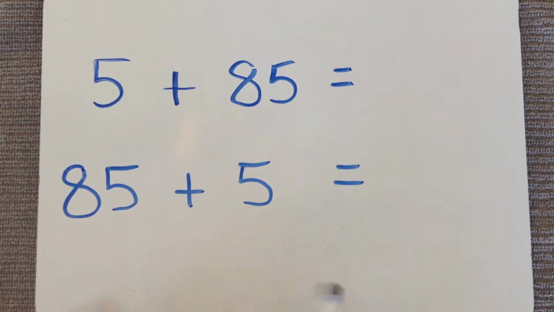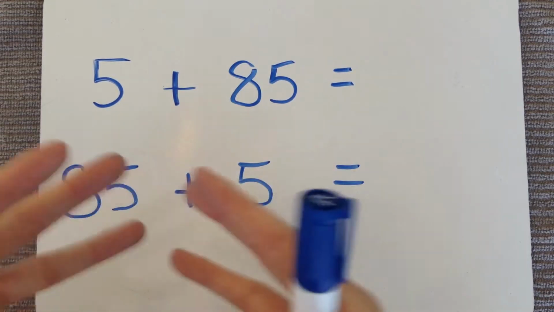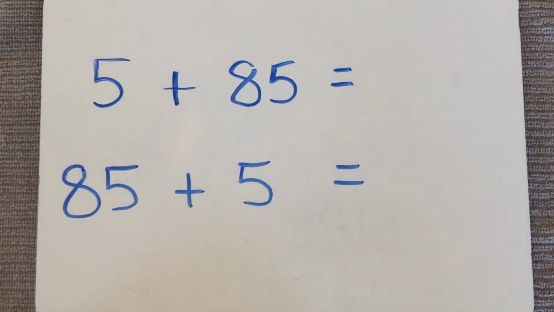Whenever you're adding numbers, it doesn't matter which position the addends are in. At the end of the day, you're putting those numbers together anyways. I've rewritten the question like this: 85 plus 5 equals. I know it's a skip counting by 5 question because this number is in my pattern and it shows I'm getting 5 bigger.